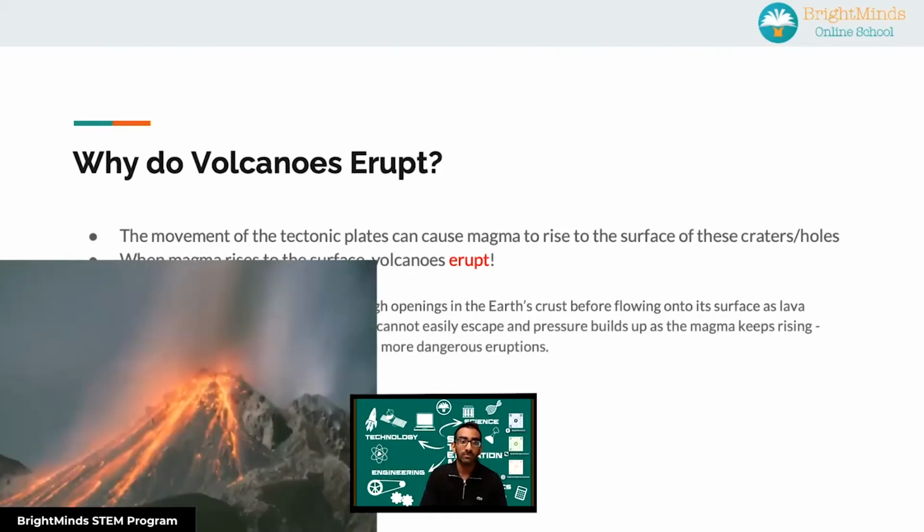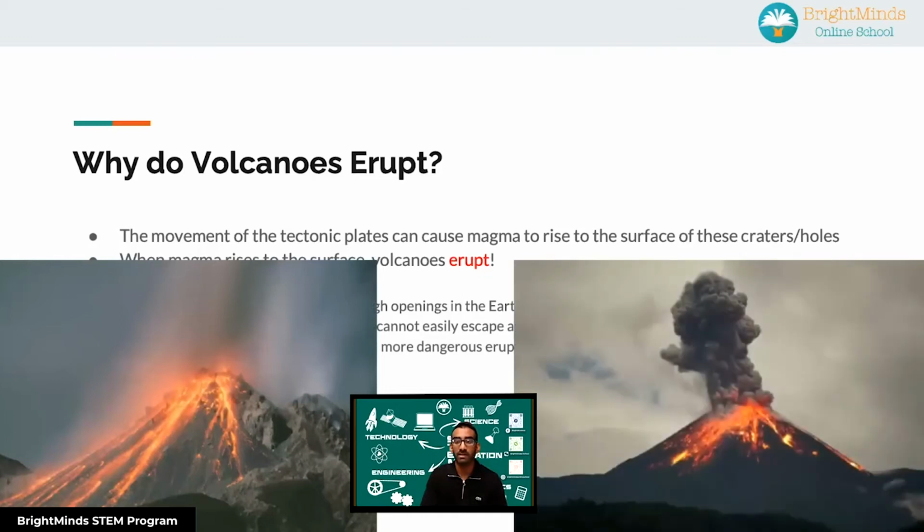So here we have a picture of a thin magma, and here we have the thick magma causing explosive eruptions.